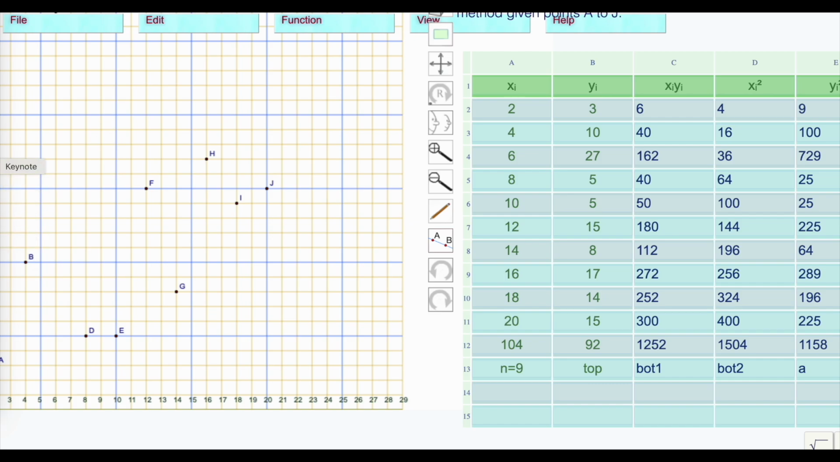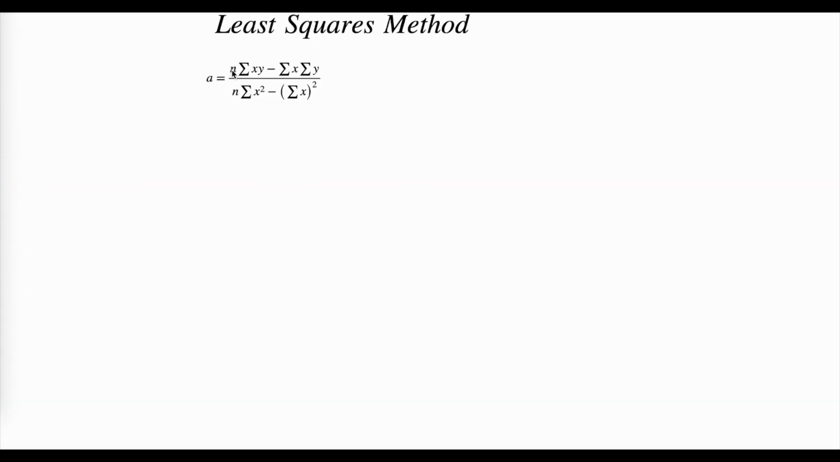Let's have a quick look over here. Least squares method. A is, this is what I call the top, this is what I call bottom 1. The top is the number of values times the sum of all the x times y's, take away the sum of all the x's times the sum of all the y's. The bottom 1 is the number of values times the sum of all the x squareds, take away the sum of all the x's, squared.